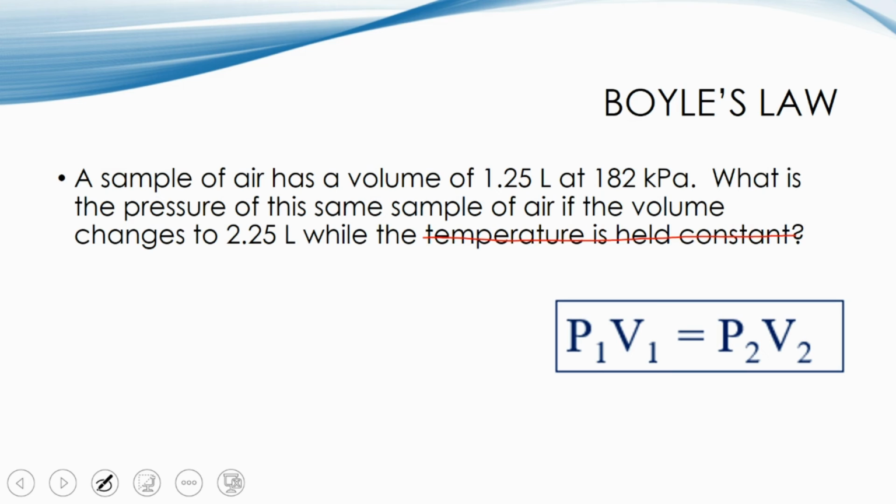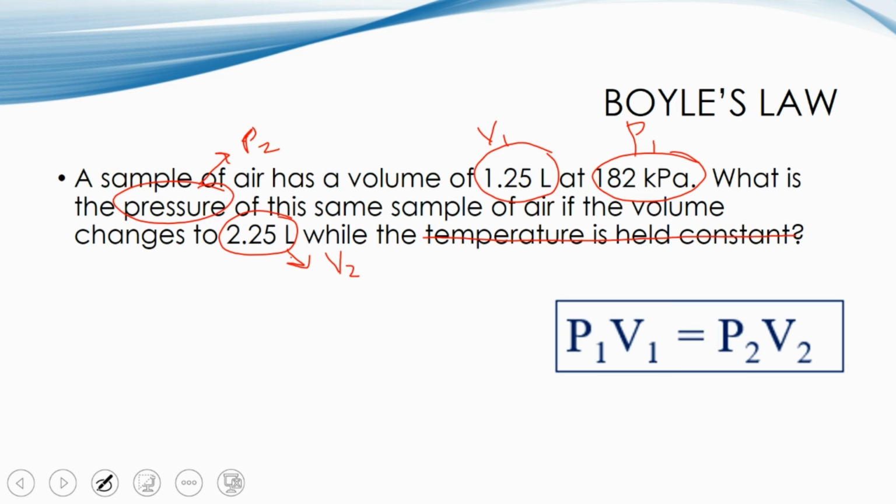Again, with our technique, we are going to label all of our variables, put them in the equation, and then solve for the missing variable. So this right here is volume 1. 182 kilopascals is going to be pressure 1. We are being asked what is going to be the new pressure. So again, we're being asked for P2. Will you always be asked for P2? No, not necessarily, because you could actually be asked for any of them. It's just the way those questions were stated. And we are told that the sample of air had a new volume of 2.25. So that's going to be our V2.